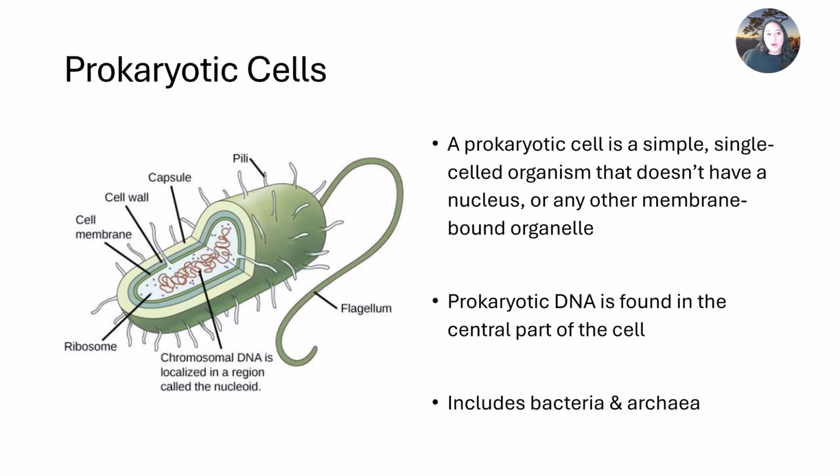So just a little bit more about prokaryotic cells. Mostly we're going to focus on eukaryotic cells, but just to give a little info on prokaryotic cells, like I said, it's just bacteria and archaea. A prokaryotic cell is a simple single-celled organism that doesn't have a nucleus or any other membrane-bound organelles. The DNA is just in a little middle region called the nucleoid, but that's more of a region, not an actual separate space to house the DNA. So the DNA is found in the central part of the cell.